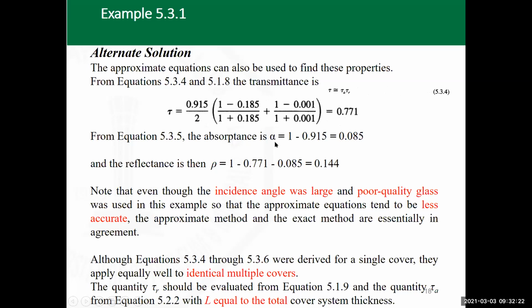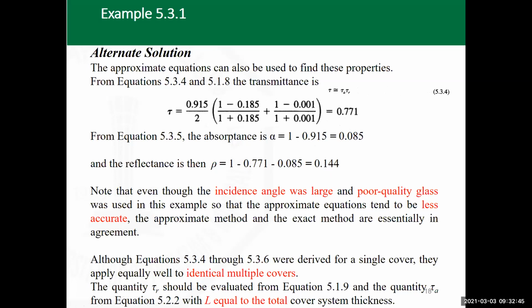The value of absorptance alpha is 1 minus 0.915, 1 minus tau A. And then rho is going to be the remainder. So 0.771, 0.085, if you add them together, and 1 minus this added value will get us the value of rho.